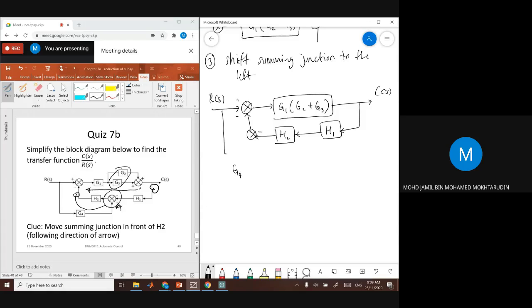So you are shifting the summing junction in the direction of the signal. So G4, you must multiply with H2. Okay, now we repeat the process. So these two are in cascade. And then you can combine these two summing junctions together.